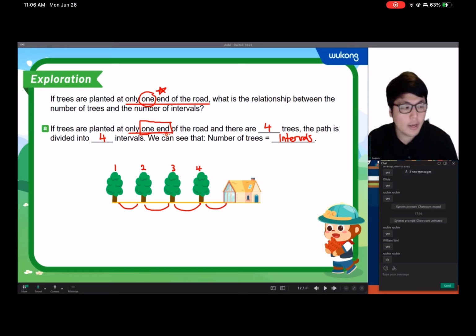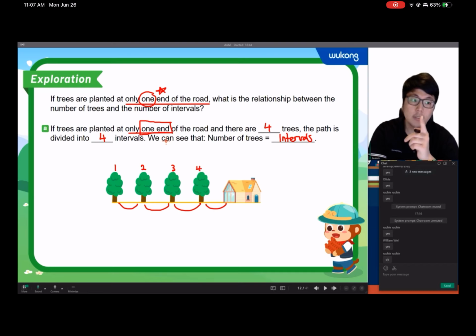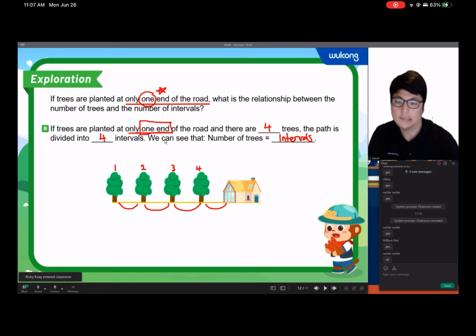So do you see why I've been telling you need to read the question carefully today? If it's at both ends, it's intervals plus 1. But if it's only at one end, it's just same as trees and intervals. Same number. Does that make sense, everybody? So that is why today you need to be careful and read the question carefully, guys.